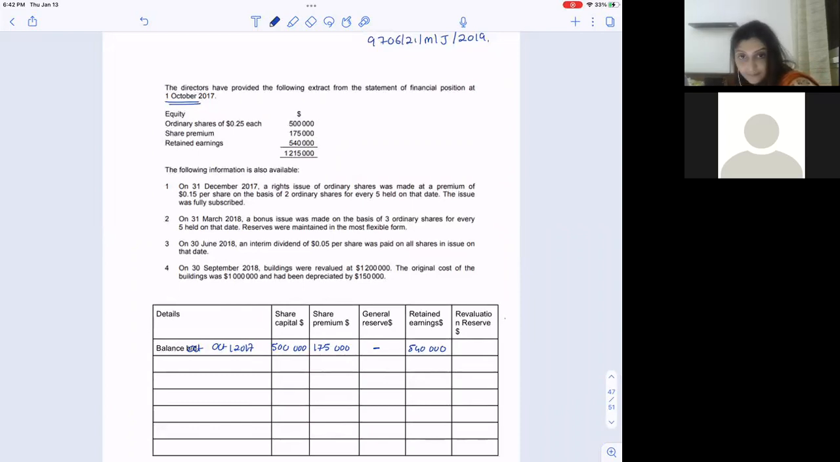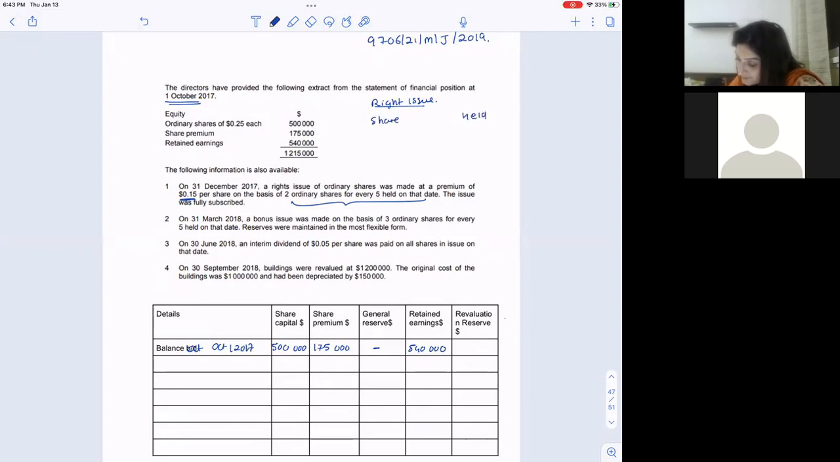Okay, fine. 31st December, there is a rights issue of ordinary shares. And this rights issue was made at a premium of 0.15 per share, on the basis of 2 ordinary shares for every 5 held on that date. So you have a rights issue. How do you calculate the rights issue? How many shares you're going to give?